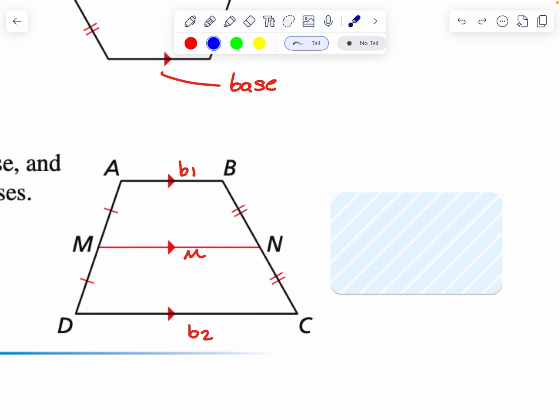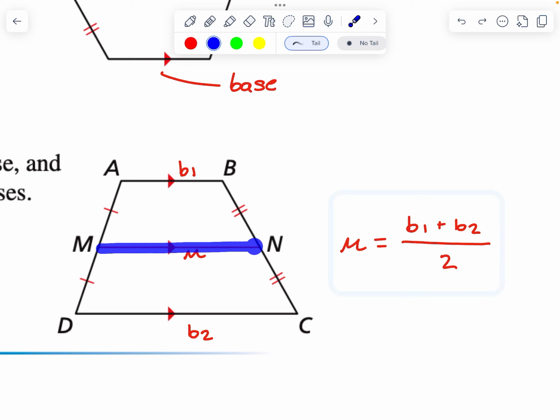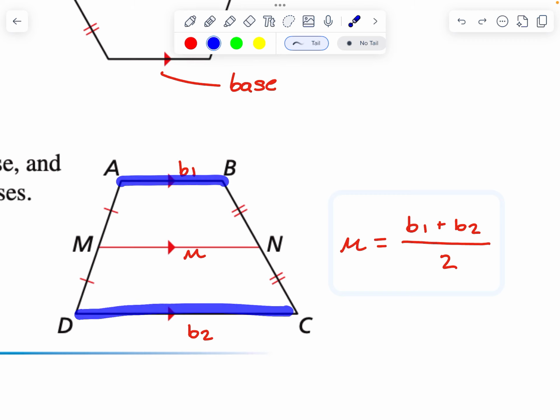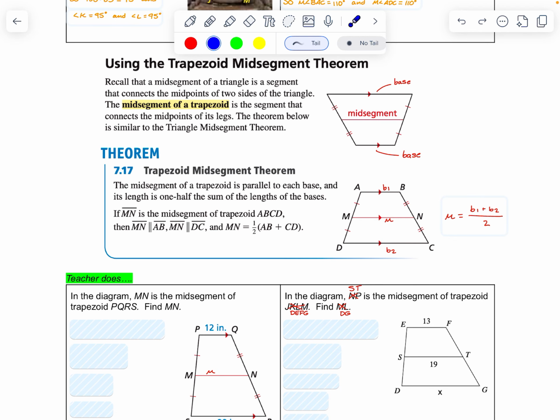Well, how do we find that? In order to get the mid-segment, we add the length of our bases, so base 1 plus base 2, and then we divide it by 2. That's how we find average. It's the average length. Base 1 plus base 2 divided by 2 is going to get me the length of the mid-segment. Let's see this in action.